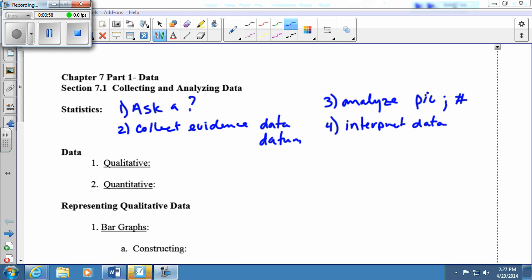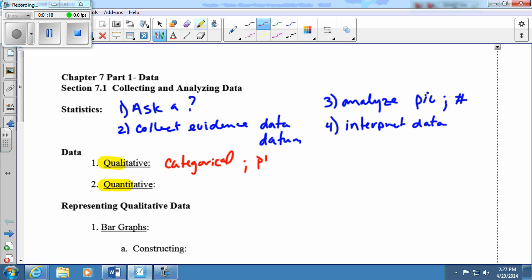So when we look at data, we actually have two types. We have qualitative, and when I look at this qualitative, I look at kind of the prefix here, qual versus quant. So qualitative is categorical. And what we mean by that is that it might be your phone number. It is a number, it's your phone number, but it categorizes you.